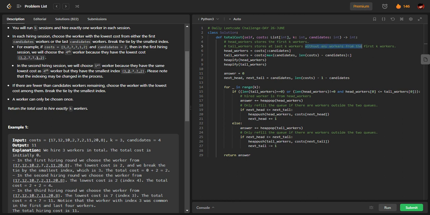Remember one thing: the head and tail workers should not overlap. That means there should not be any worker which is both in head and tail. For doing that, we are doing a special trick here. I will mention that trick too, but let us see the code first.